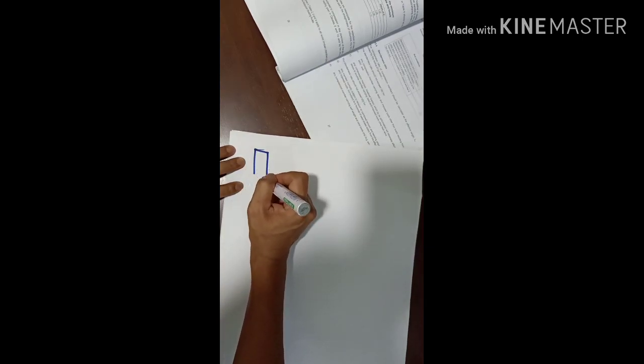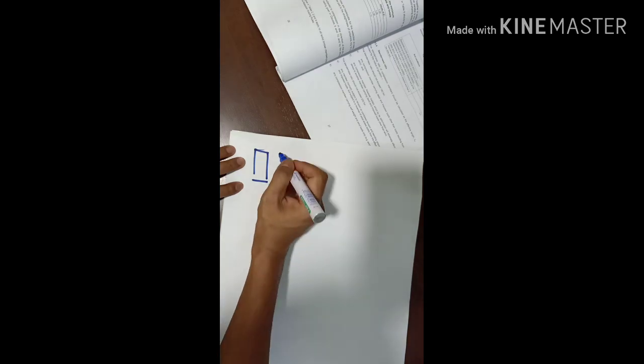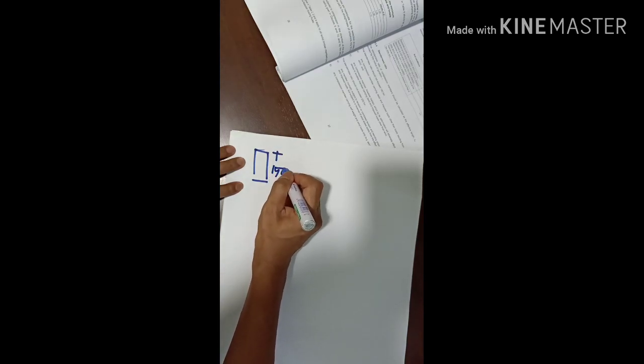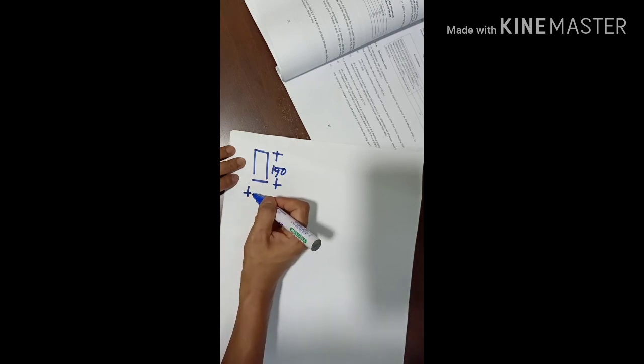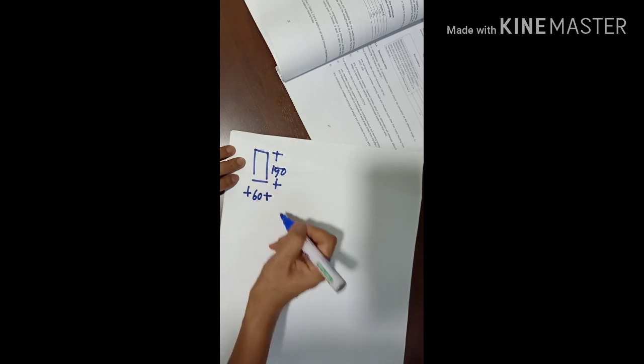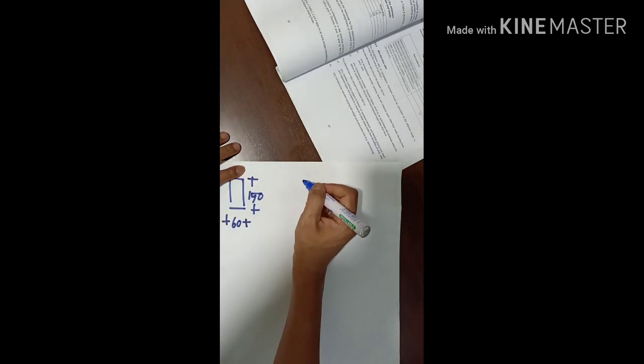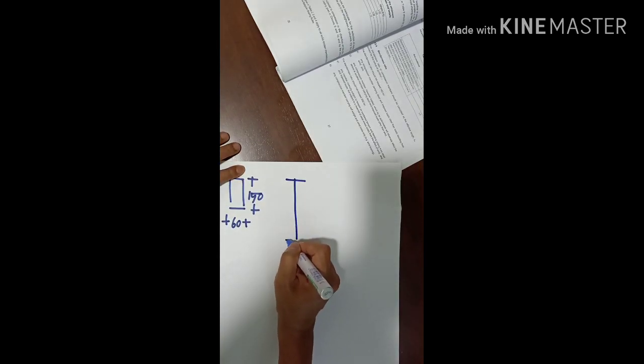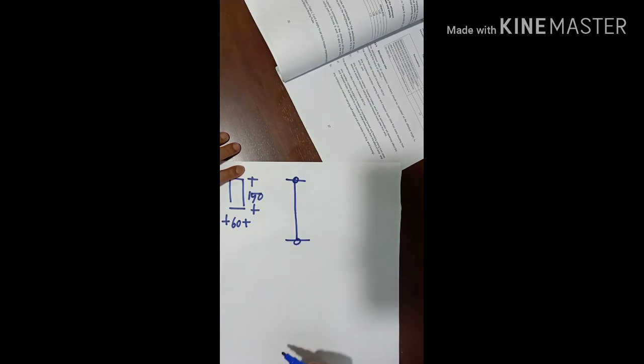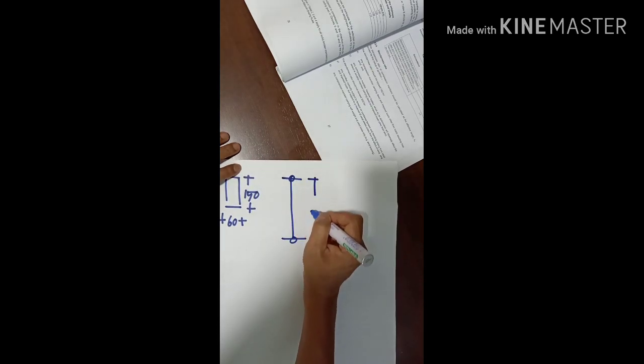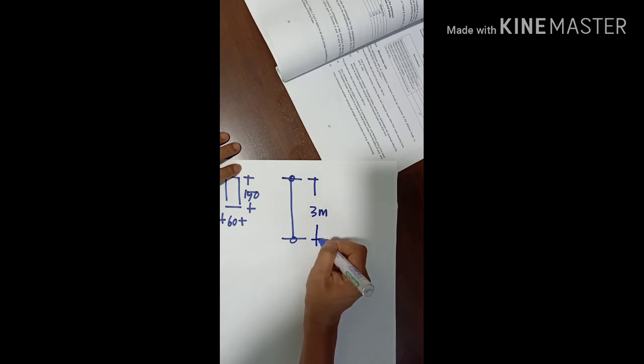Okay, in this session, let us look at an example of how to design a column. Say we have a section of timber in the size of 150 mm by 60 mm. Say the column is a pin column, and the length of the column is 3 meters. The clear height of the column is 3 meters.